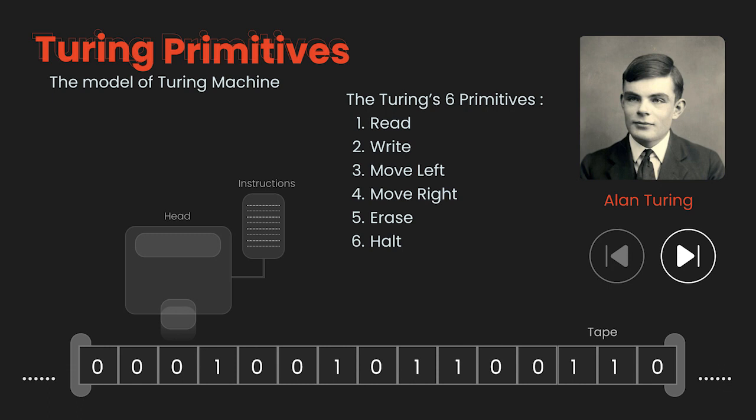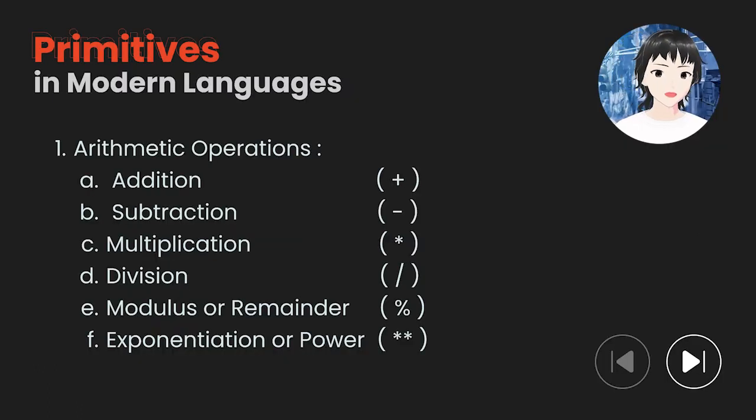And when the job is done, maybe some program or algorithm is written and finished writing in zeros and ones, the binary language, the head needs to stop moving. That's called halt. So these are the 6 Turing primitives, which are actually the most fundamental primitives in any computer. So now let's move on to the primitives in the modern languages.